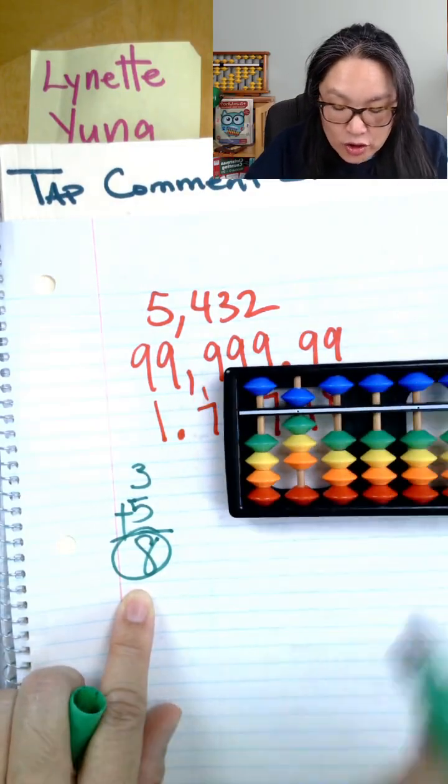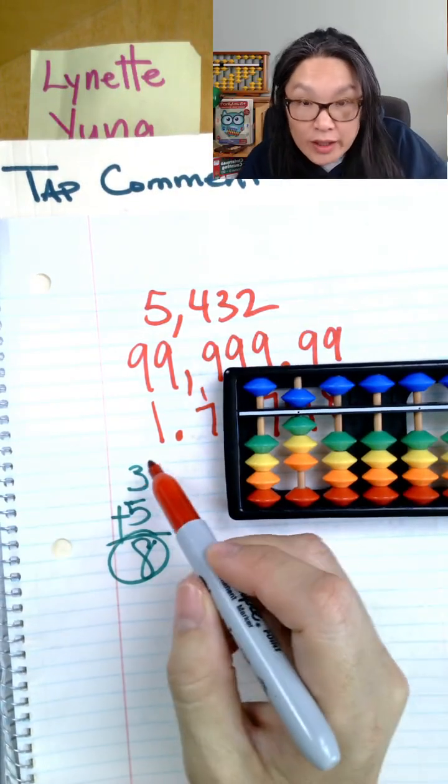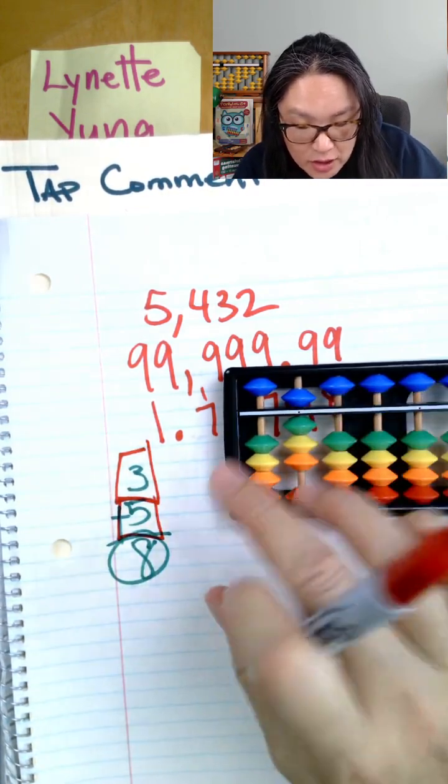So that's fine. In abacus, we always talk about: do we have enough beads? Is there enough beads for 3? Is there enough beads for 5? Yes. So we're going to add it.